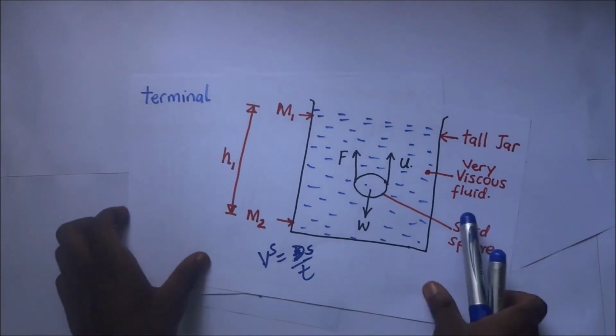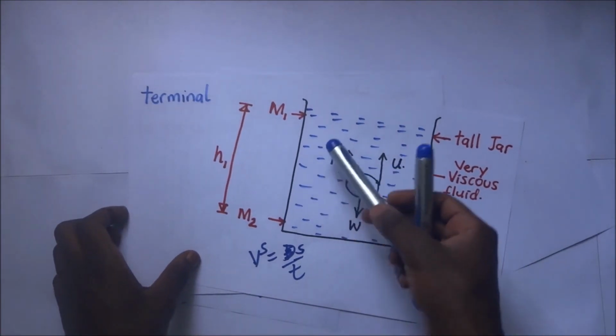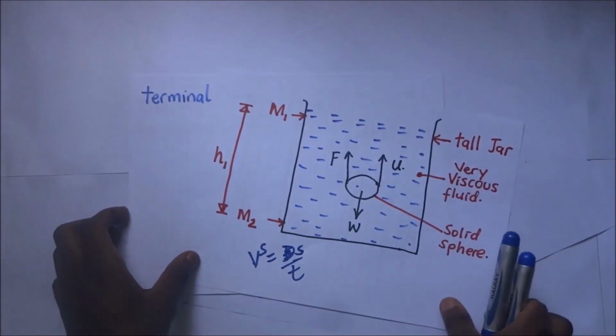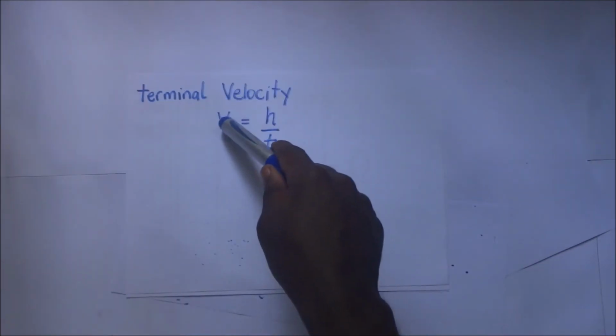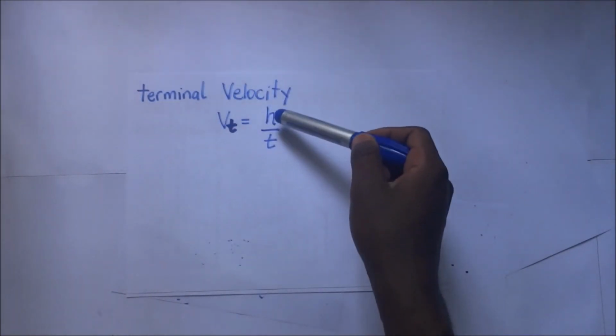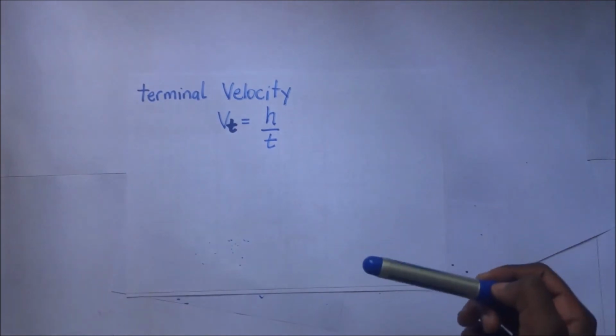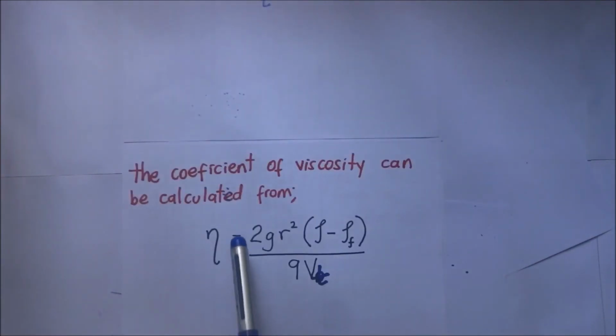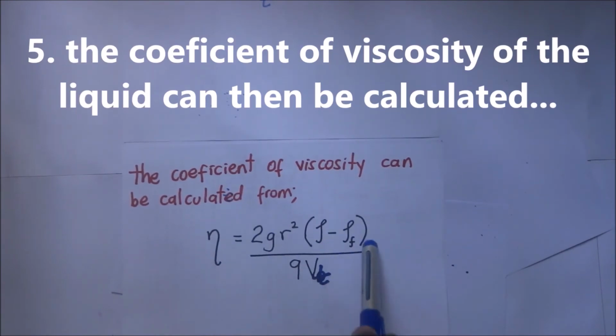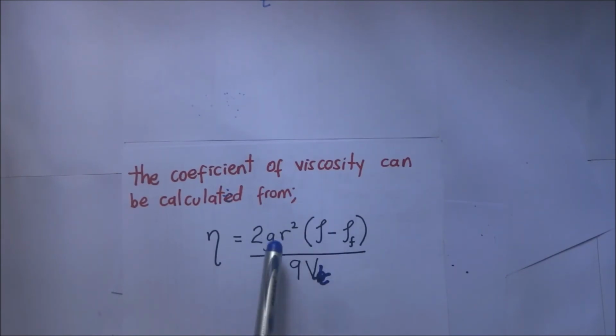After doing that, you can go ahead and find the coefficient of viscosity of this fluid. How? Now that we have our terminal velocity Vt given as h over t, we can calculate the coefficient of viscosity using this expression. This is the coefficient of viscosity of the viscous liquid we are dealing with, and we derived this expression in our previous session. So that is how we can find the coefficient of viscosity.